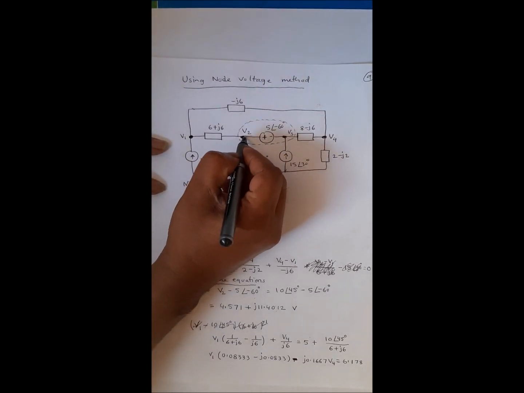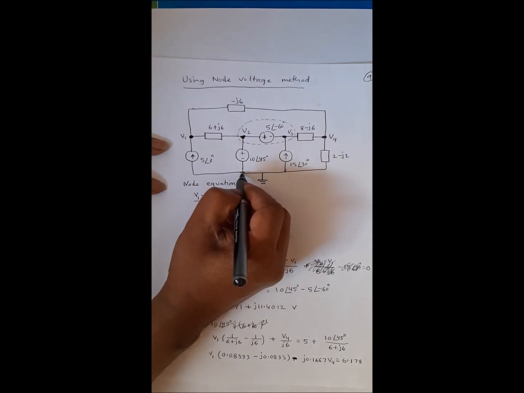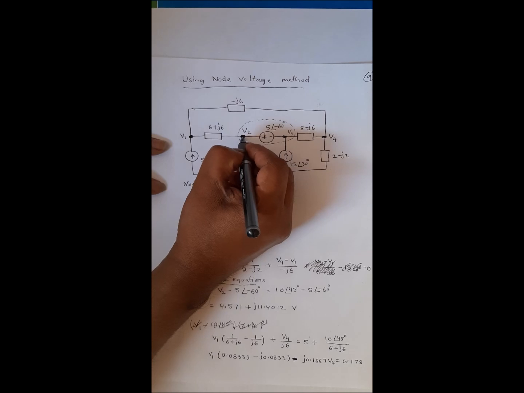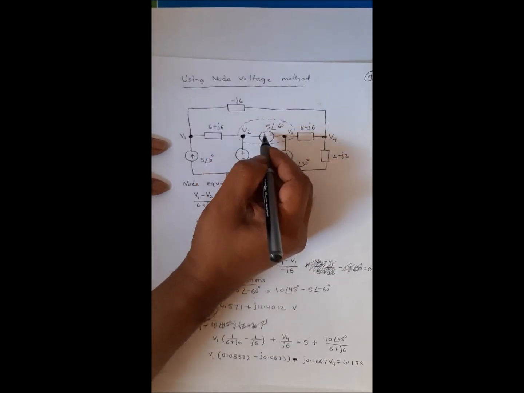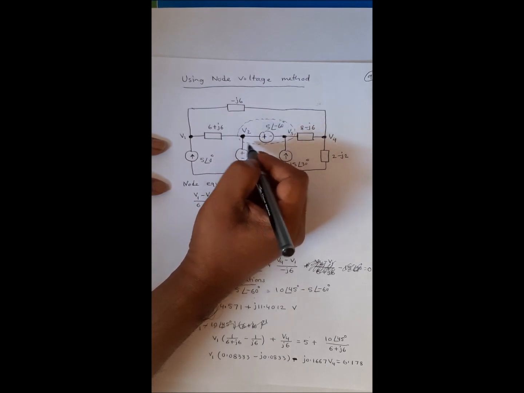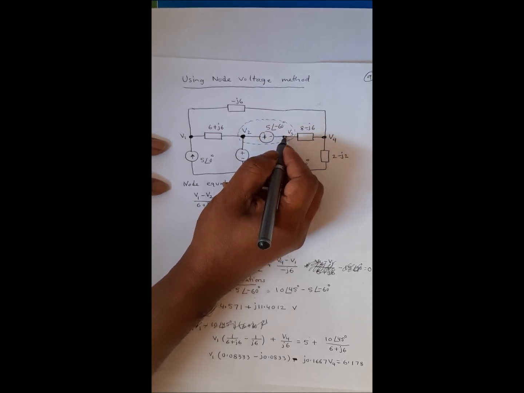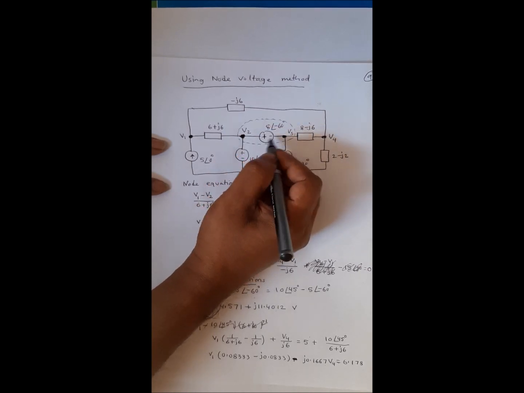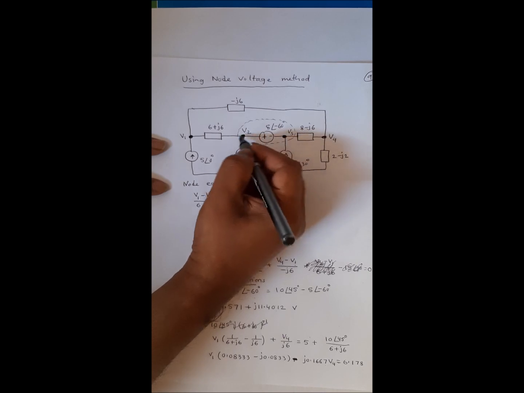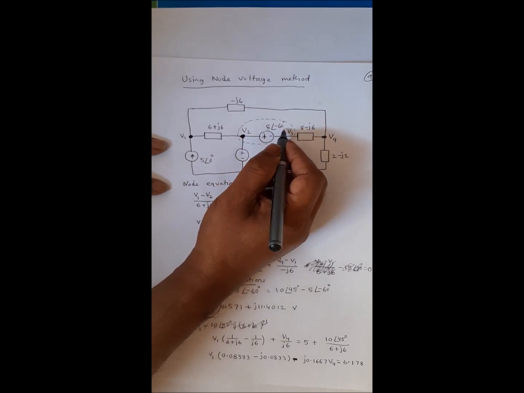But here V2 is directly connected with a voltage source, and this voltage source is 10∠45. So V2 will be 10∠45. And V3 is also there, a supernode here. So V2 minus V3 is this, so we can find V3 equal to V2 minus 5∠60. V3 equals V2 minus this voltage.